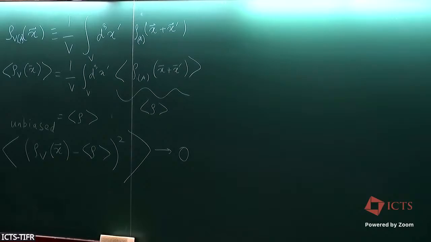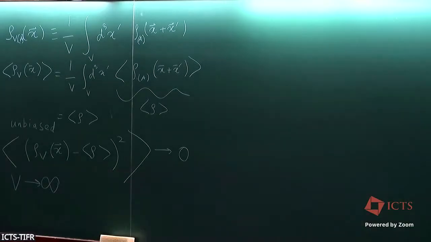You can do a calculation, and it is slightly lengthy and slightly non-trivial, but you can guess the result. This dispersion will go to 0 as V becomes large. If you calculate the dispersion, you will see there is a clear V dependence, and as V goes to infinity, this dispersion goes to 0.